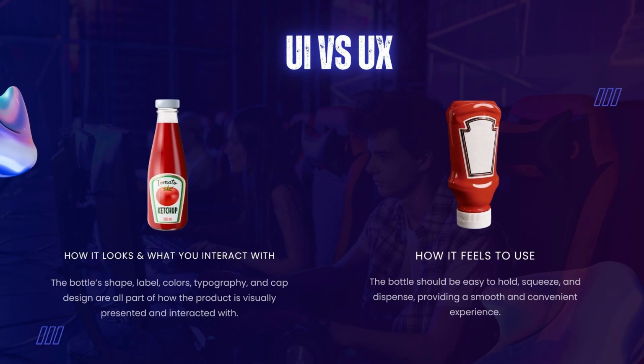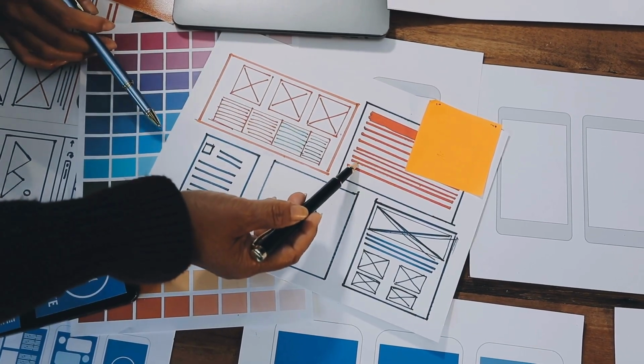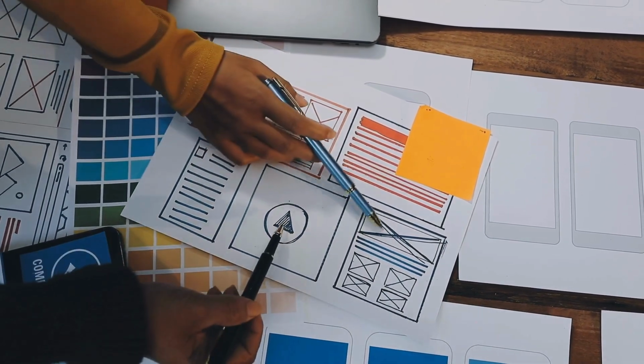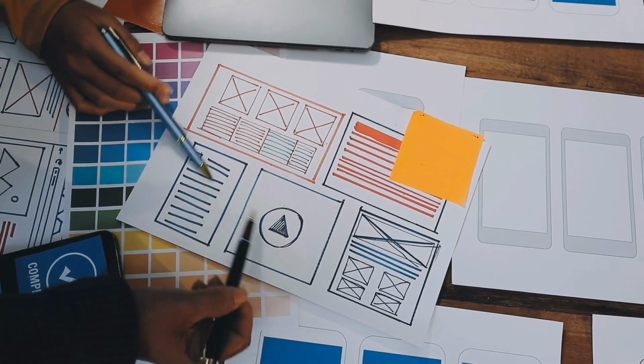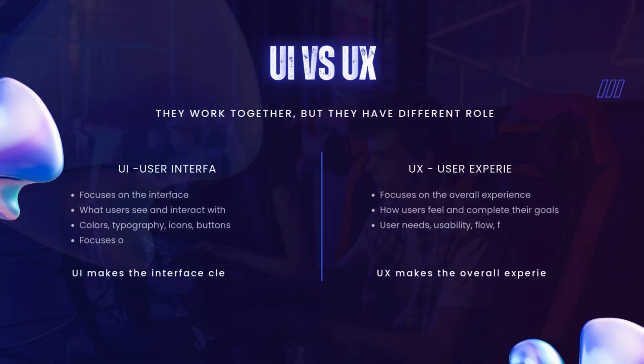So even if a ketchup bottle looks really attractive, if it's difficult or frustrating to use, the overall experience isn't great. And that's the basic difference between UI and UX. UI focuses on what you see and interact with. UX focuses on how the overall experience works for you.